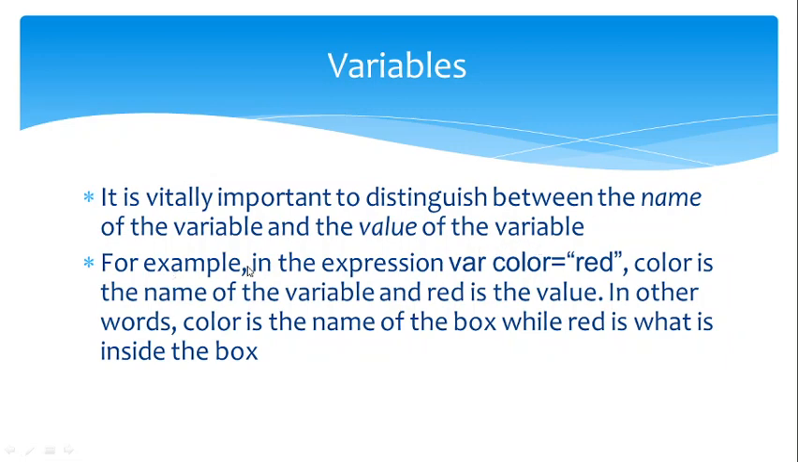Okay, so here for example the expression where is a keyword, color is a name of the variable, and value of the variable, whatever the value you want to give, that is here red. Color is the name of the variable and red is a value. In other words, color is the name of a box while red is what is inside the box. Okay, so you can take any one of this, so better to take the first one. Color is the name of the variable and red is a value.